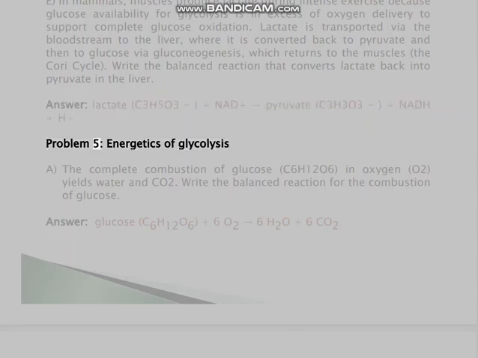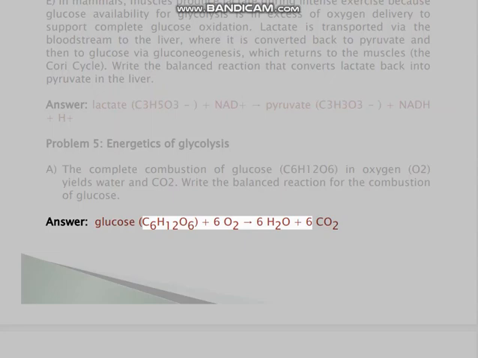Problem 5. Energetics of glycolysis. A. The complete combustion of glucose, C6H12O6, in oxygen, O2, yields water and CO2. Write the balanced reaction for the combustion of glucose. Answer: glucose, C6H12O6, plus 6 O2 gives 6 H2O plus 6 CO2.